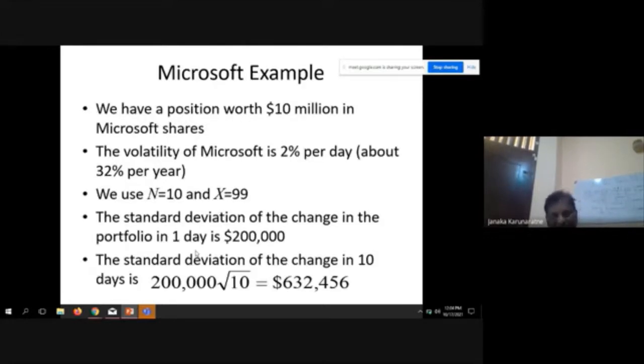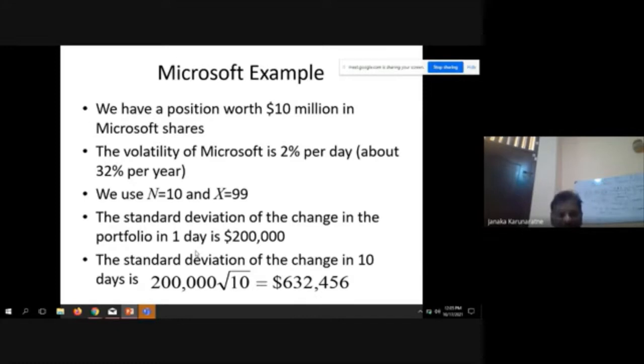Now take an example. You have a position worth 10 million, and you can apply this to anything. Let's say you have a position worth 10 million in John Keells shares, like Microsoft. The volatility per day is 2% per day, estimated based on the historical return. You can do this for any investment, your local investment here. You know how to calculate volatility now using a spreadsheet.